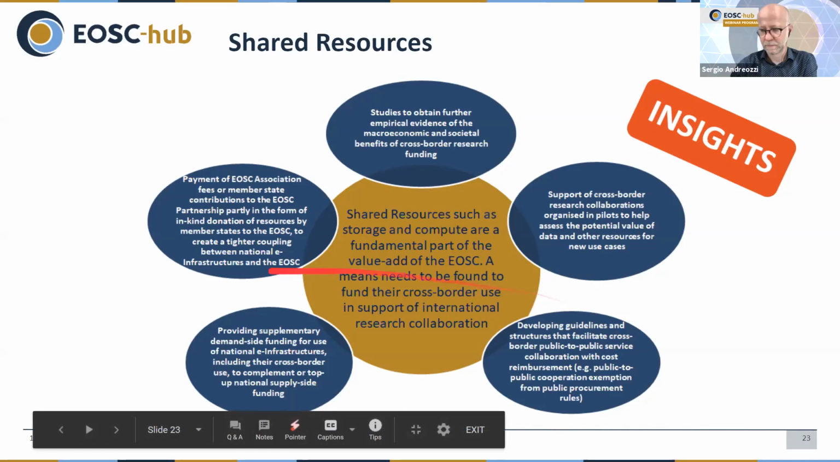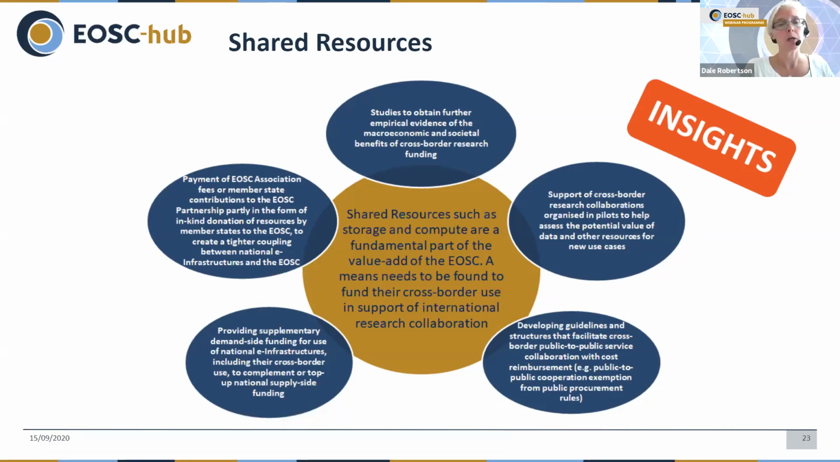Fourthly, we're here on the left, supplementary demand side funding for the use of national infrastructures, including or perhaps particularly in cross-border scenarios, would be very helpful as a complement to or a top-up for the existing current national supply side funding. So that was the specific funding recommendation or suggestion that we've put forward for how you address the fact that it is just simply difficult and complicated to provide publicly funded national e-infrastructure services in a cross-border scenario. And this is one way that could perhaps help to bridge the gap that currently exists in being able to do that.